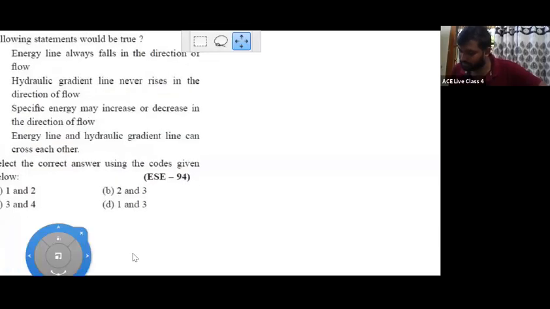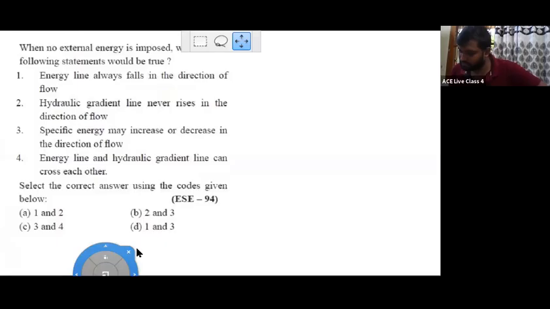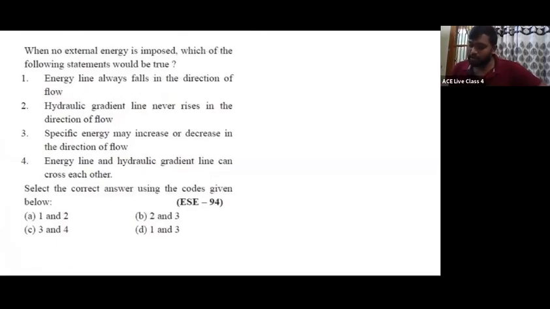You see this question, please. When no external energy is going to be imposed, which means we're just allowing the flow only, which of the following statements would be true? Energy line always falls in the direction of flow. This is due to head loss. So the energy line always falls in the direction of flow.